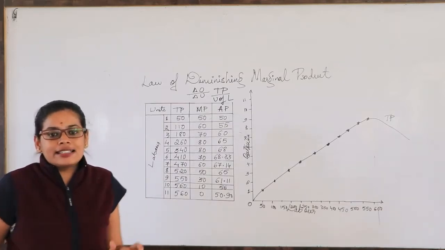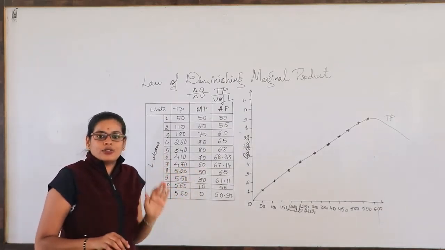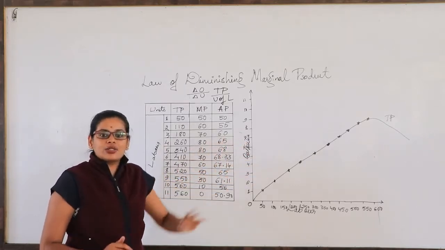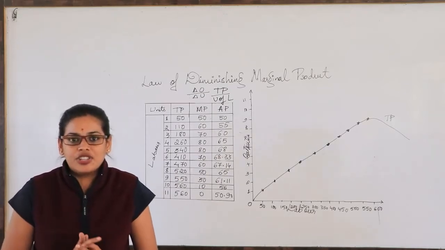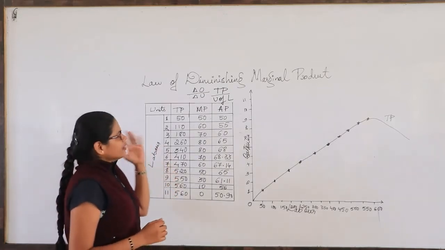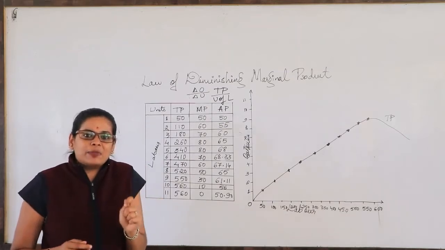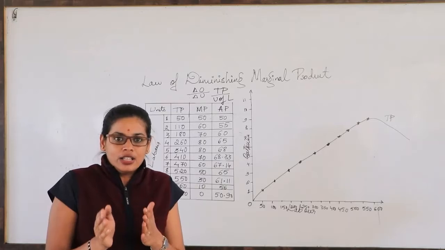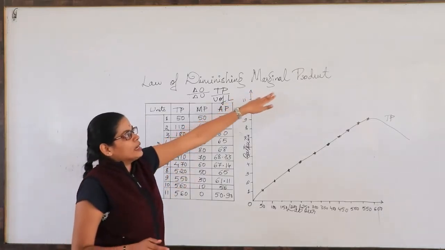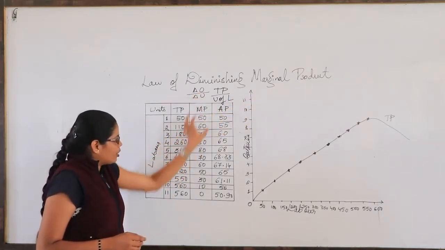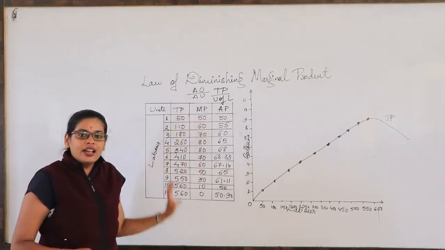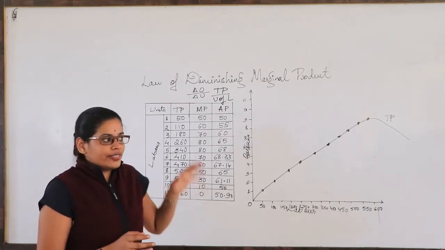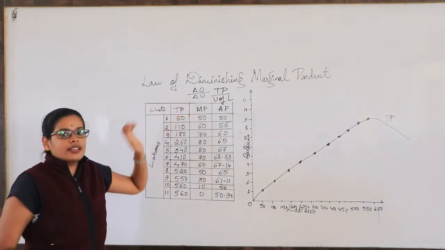If we understand these three terminologies, the total product, marginal product and average product, then it will be easy for us to understand the law of diminishing marginal product. The name itself tells us that something might be diminishing at a certain point, and that is the marginal product. So we will study why it is going to diminish at a certain point.